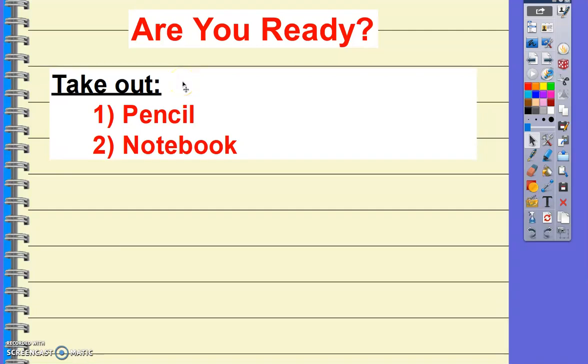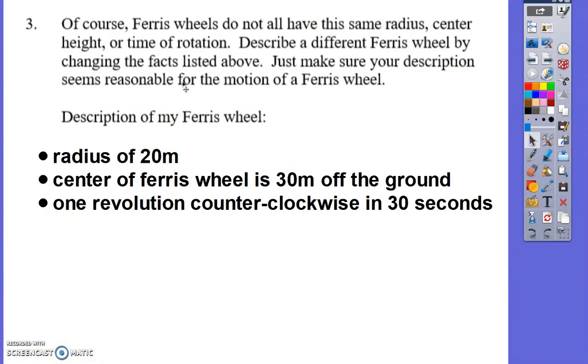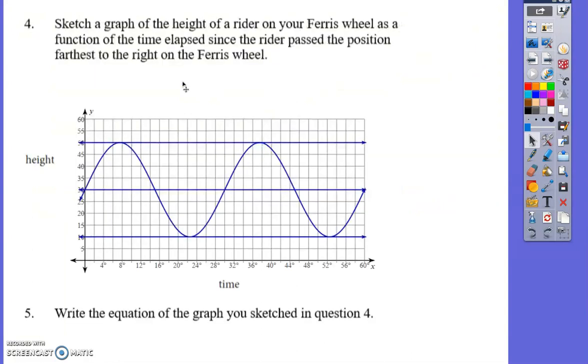Okay, so we're going to be finishing up 6-4 in this conversation. I wanted to start with what we were doing on Friday, where you were creating a Ferris wheel. This is what I did, pretty boring. Radius of 20 meters, center of the Ferris wheel is 30 meters off the ground, 1 revolution counterclockwise in 30 seconds. I didn't switch directions, I didn't do anything crazy, I switched from feet to meters. So this is a much bigger Ferris wheel, but other than that, it's pretty boring.